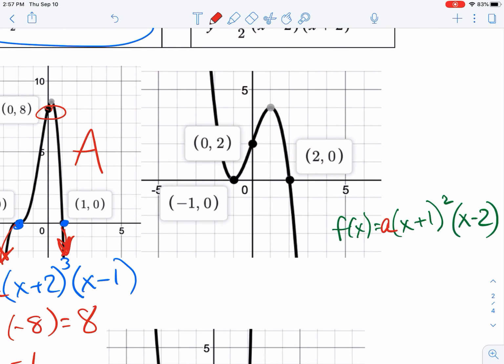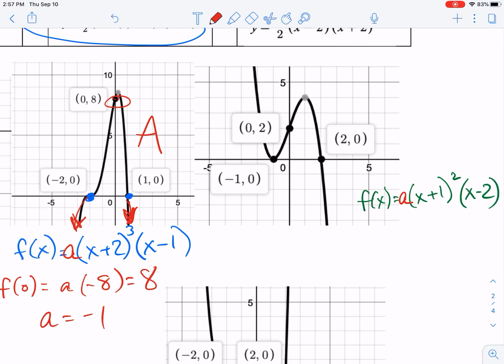When I plug in 0, I get f of 0 would be equal to 1 squared is 1, times negative 2 is negative 2a. But the value that they gave me right here was 2. So a is equal to negative 1. So I'm looking for the equation negative x plus 1 squared.